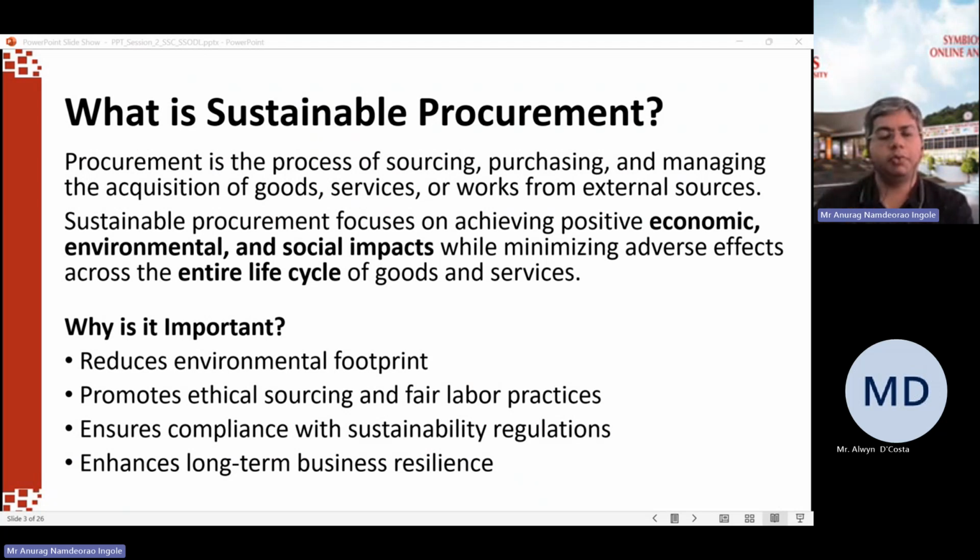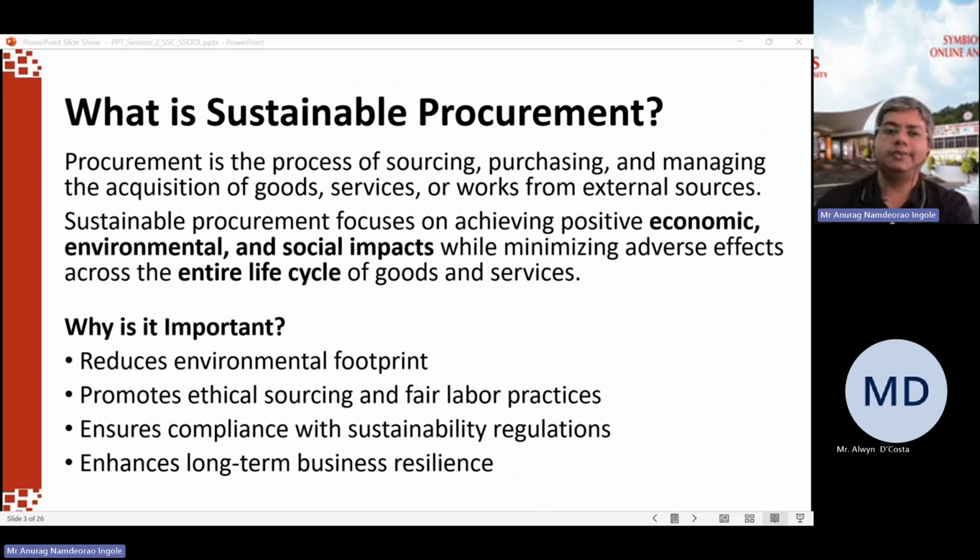But for regular procurement that we do or come across in our organizations, they do not focus on the entire life cycle. So what is the entire life cycle and how procurement has to focus on the costs, or how sustainable procurement focuses on that? We will see in the next slide.